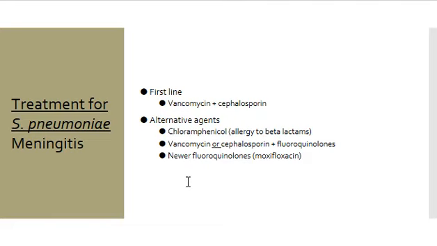When we talk about chloramphenicol, we're talking about something that could be a protein synthesis inhibitor. And then fluoroquinolones, of course, are your nucleic acid synthesis inhibitors. The older fluoroquinolones have really lacked sufficient activity against S. pneumoniae, and so you don't really see them used in pneumococcal meningitis.